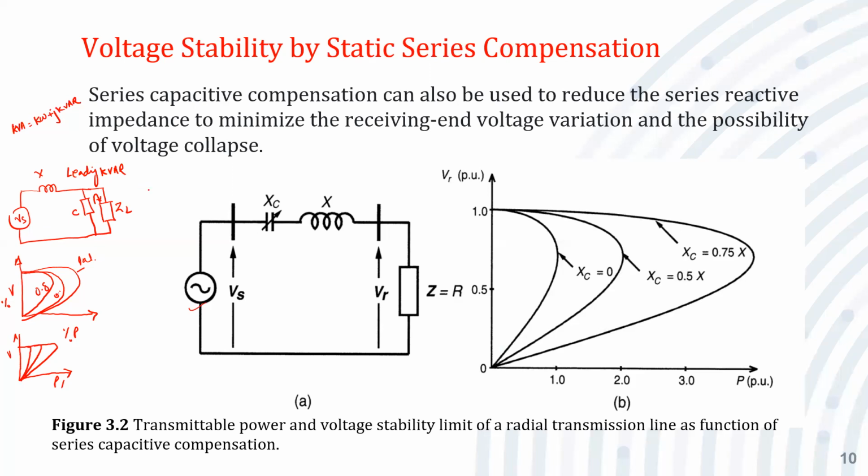Now the same thing over here. In this condition, the series capacitive compensation can also be used to reduce the series reactive impedance to minimize the receiving end voltage variation and the possibility of the voltage collapse.